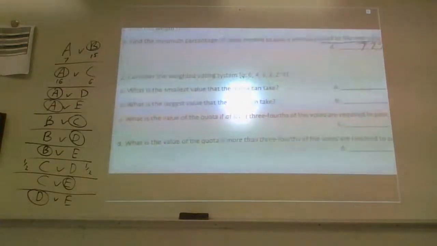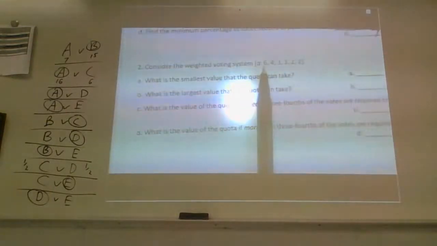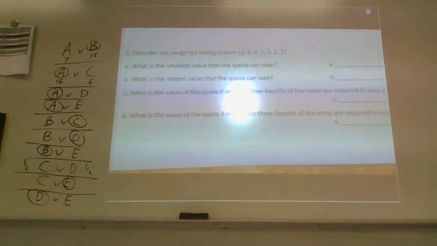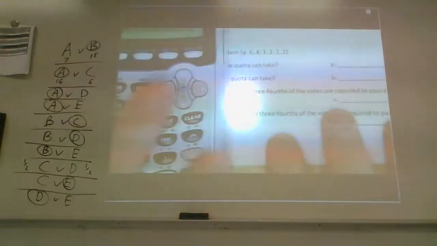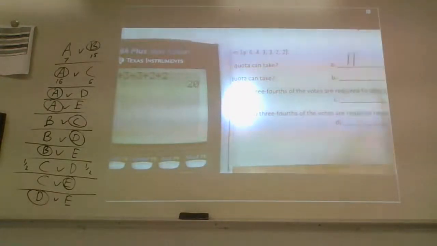Then they ask you to consider the weighted voting system here, where Q, the quota, is unknown. According to a weighted voting system, the quota has to be more than 50% of the votes available. If I add up those numbers, 6, 4, 3, 3, 2, and 2, that gives me 20 total votes. Meaning, the quota has to be at a bare minimum 11. Because if you had 10, that would be 50-50, and that's not going to fly. It has to be more than 50% in a weighted voting system.